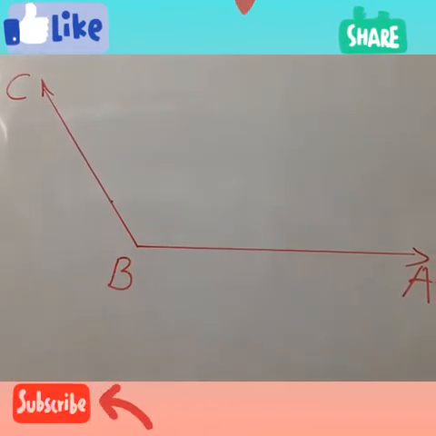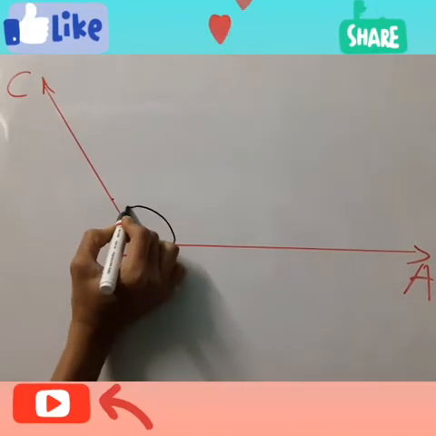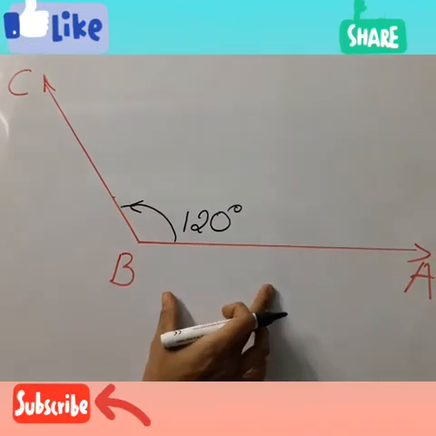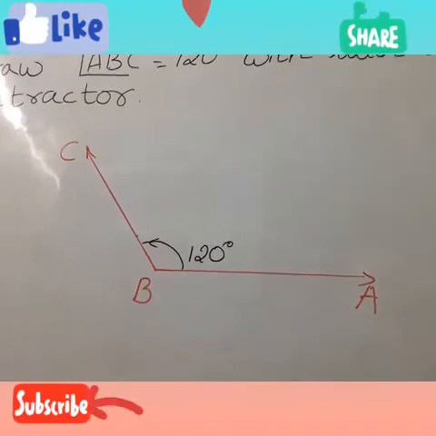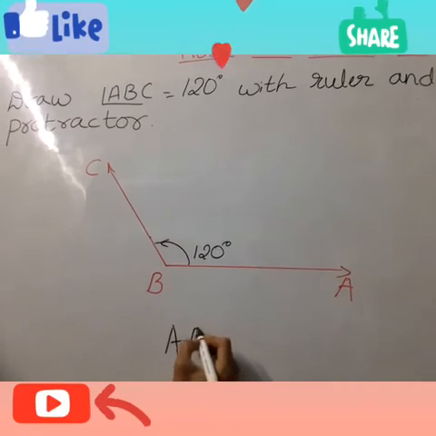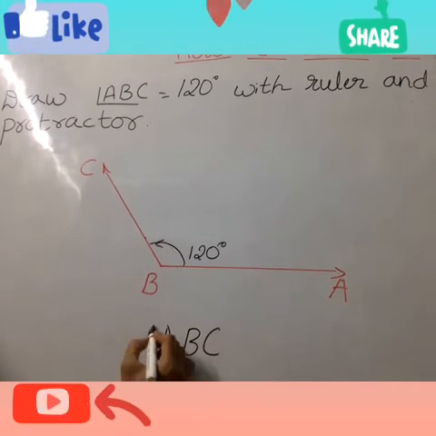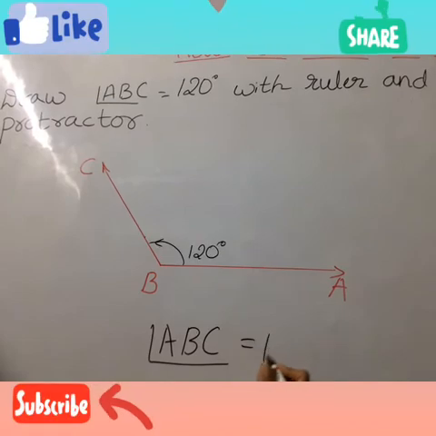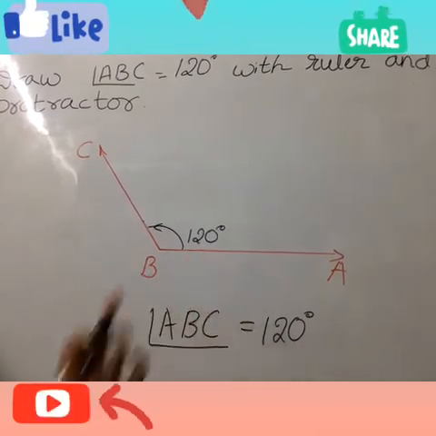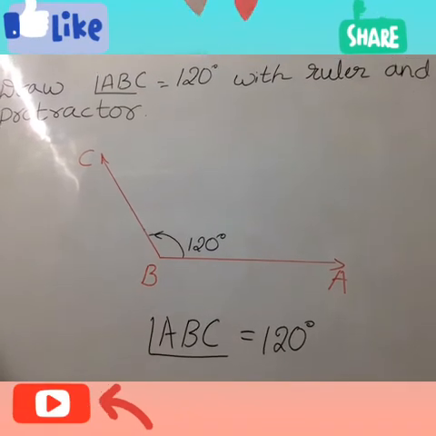Understood, children? So how much is it? It measures 120 degrees. So it is an angle of 120 degrees. How will we write it? You will write it as angle ABC equals 120 degrees. So like this you can draw an angle easily.